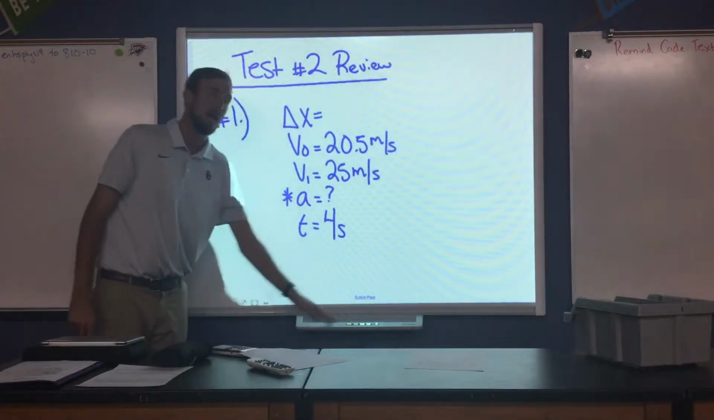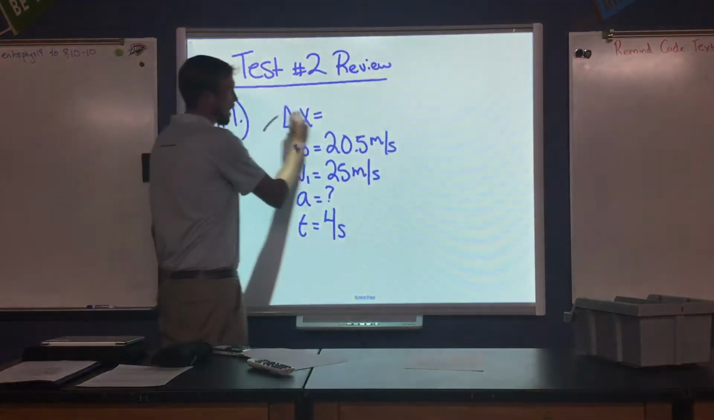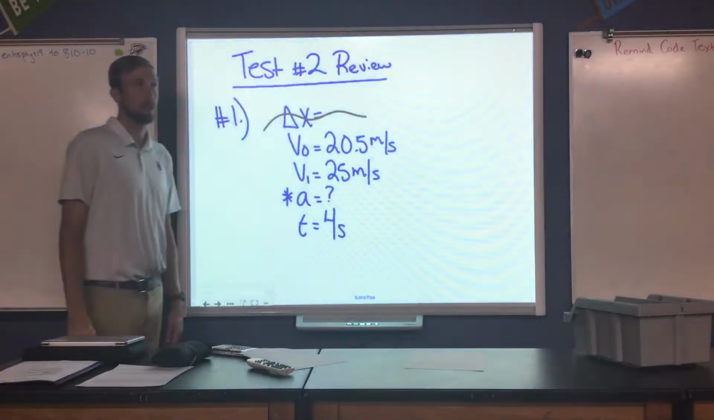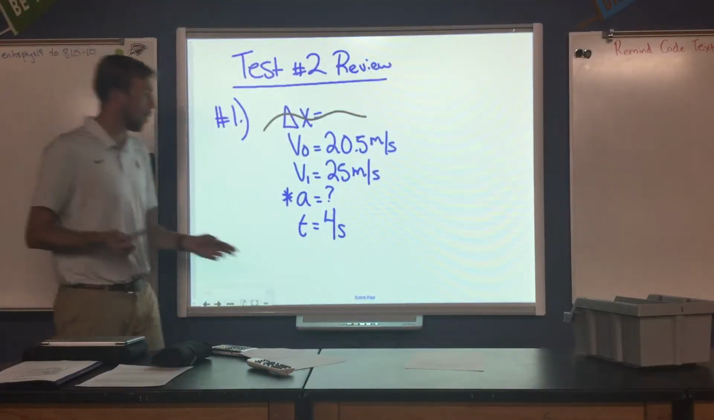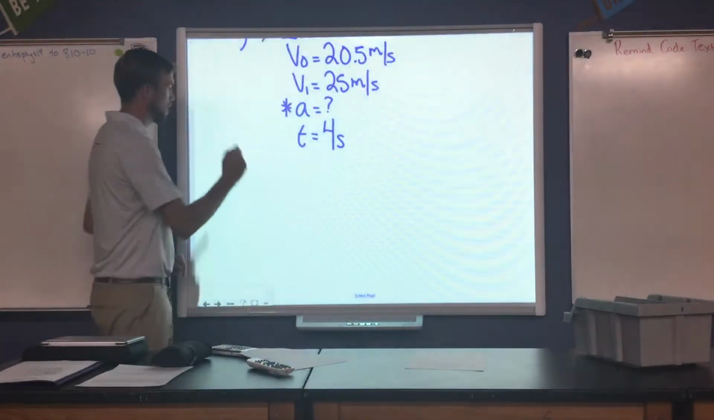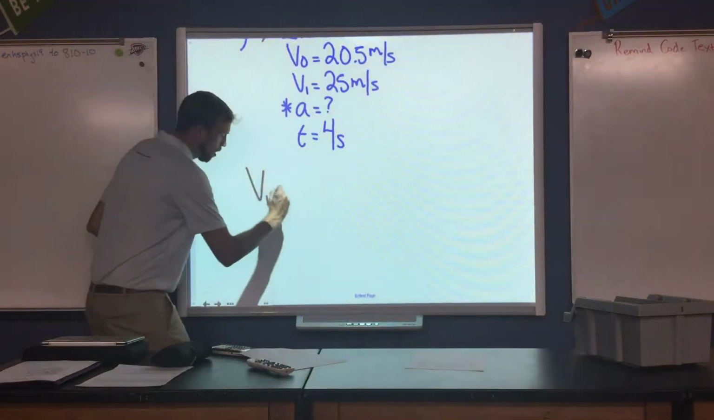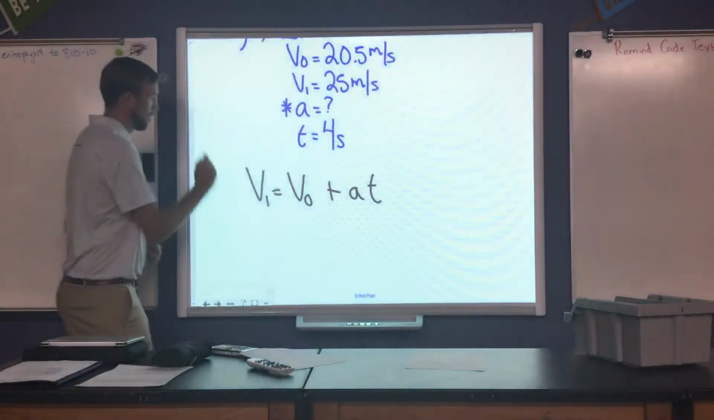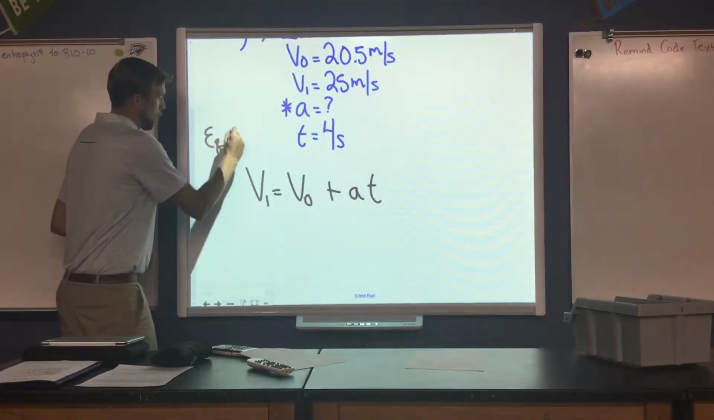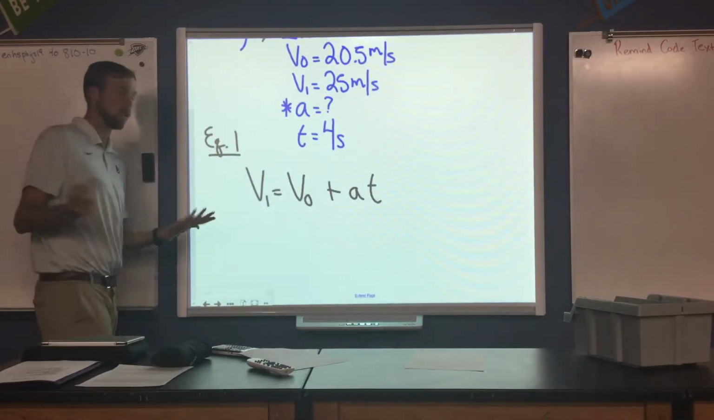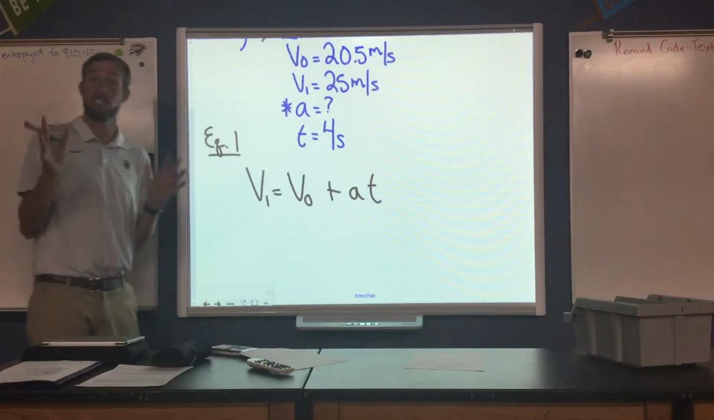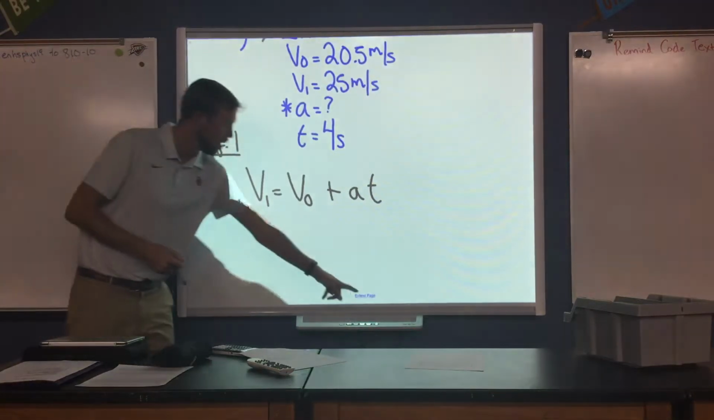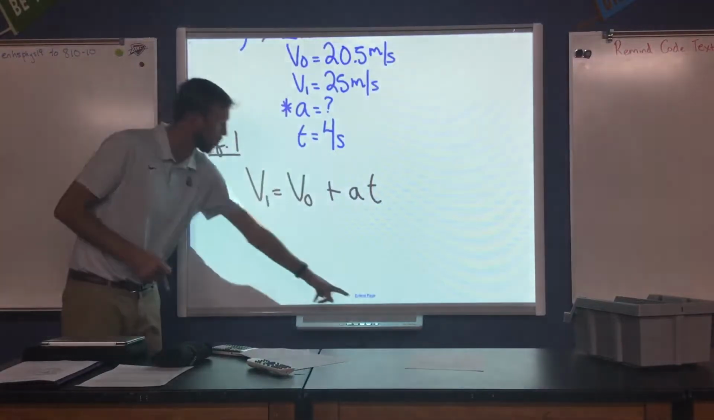If I look at my kinematic equation sheet, where does delta x not show up? That should be equation number 1, which looks about like this: v1 = v0 + a t. This is equation 1 from our kinematic equation sheet. Extra copies of that sheet are also on Canvas in case you need to access them.